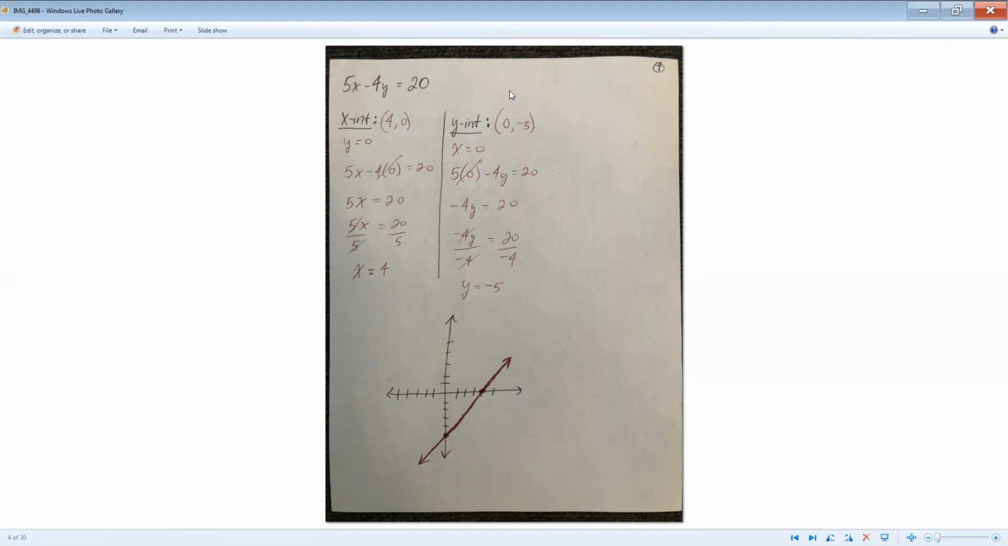Then to find your y-intercept, let x be equal to 0. Plug in 0 for x. That cancels out the 5x, leaving us with negative 4y equal to 20, so don't forget that negative. Divide both sides by negative 4. y is equal to negative 5, so 0, negative 5 is an ordered pair. And graph those 2 points, and you will have your line.